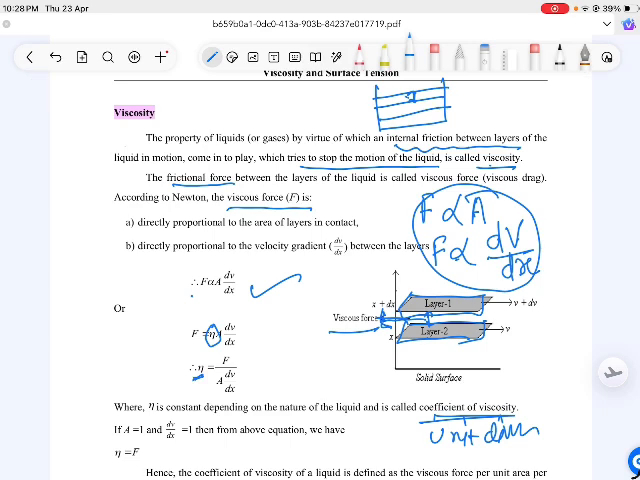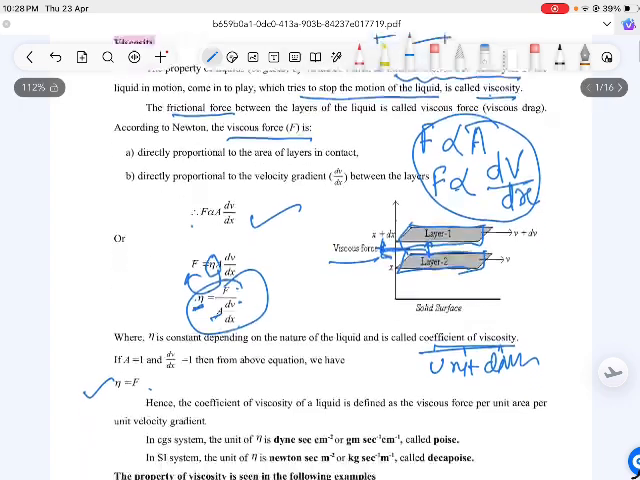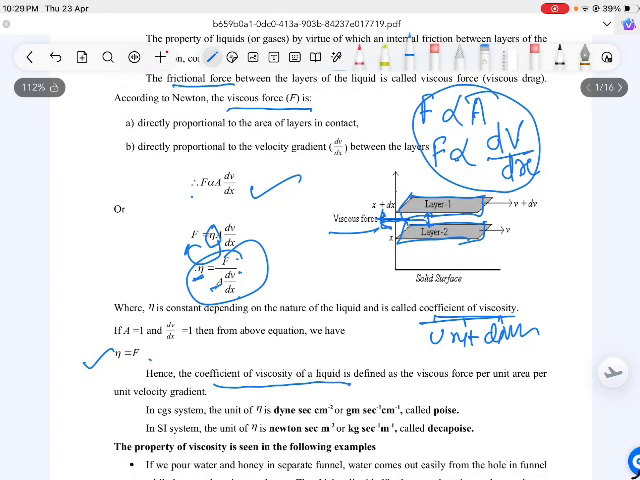So eta we can calculate by bringing A and dV by dx to the other side. Therefore, eta equals F upon A into dV by dx. This is the formula for the coefficient of viscosity. If the value of A is 1 and dV by dx is 1, then the coefficient of viscosity is equal to the force. So the coefficient of viscosity of a liquid is defined as the viscous force per unit area per unit velocity gradient.